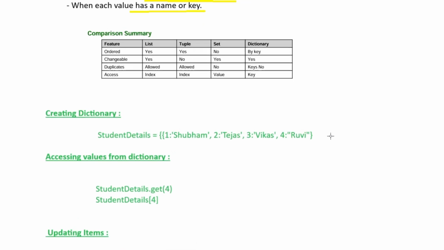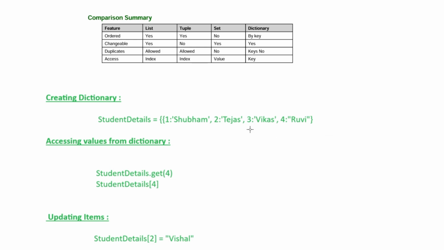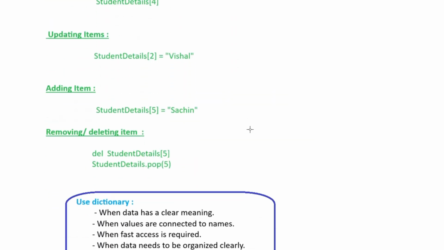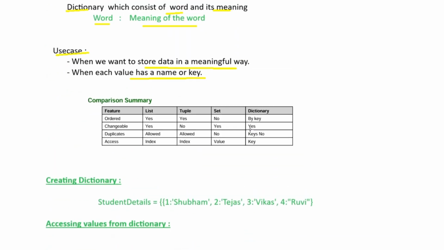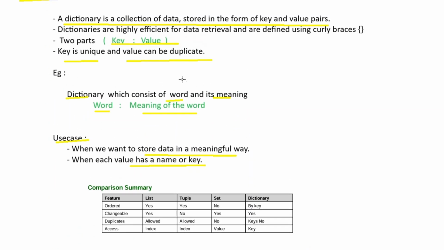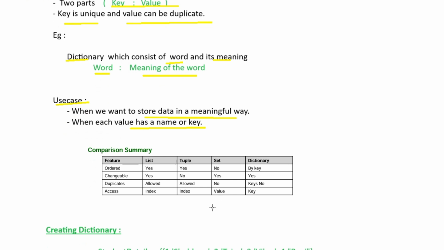Let's explore some important properties of dictionaries. A dictionary stores data as key and value pairs. As we learned, keys are always unique, and values can be duplicate. A dictionary does not store data using index positions, so we do not access values using index 0 or index 1. Instead, we access values using keys.